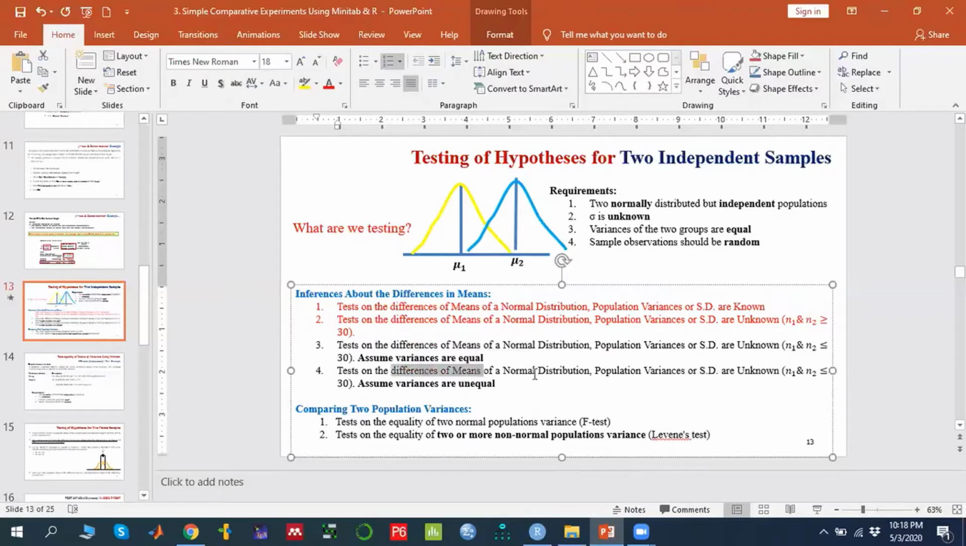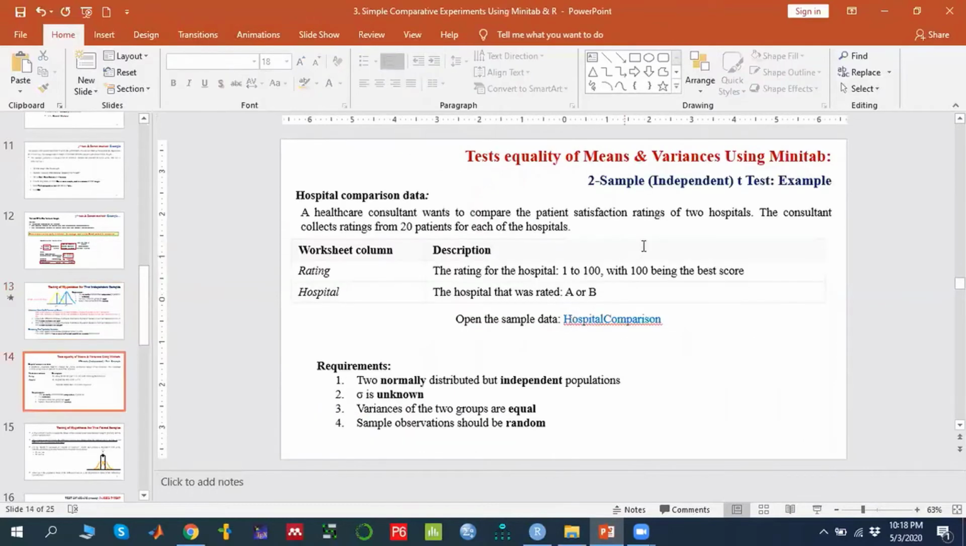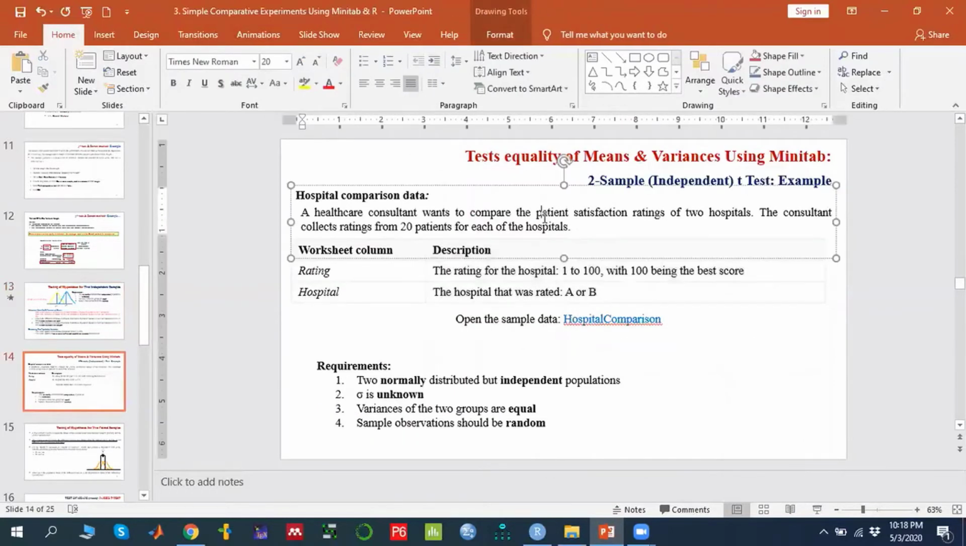So in order to test the two sample independent t-test, as well as the two sample independent t-test when the variances are unequal, I have taken this example. We have taken the data of 20 patients about hospitals, the patient satisfaction rating of the two hospitals.